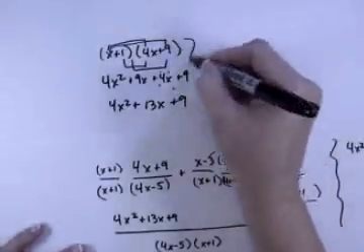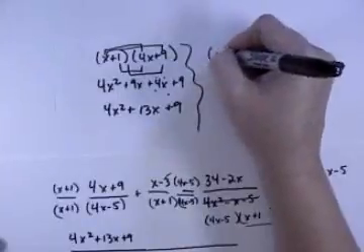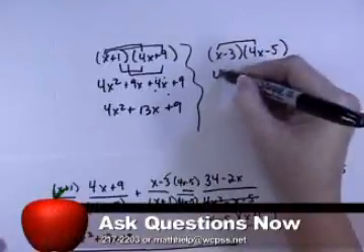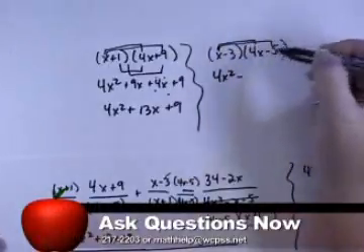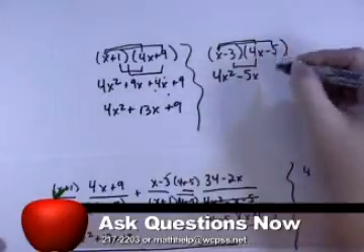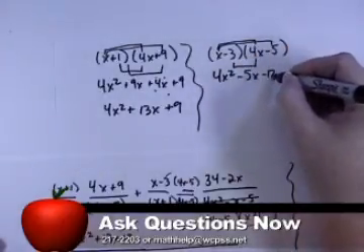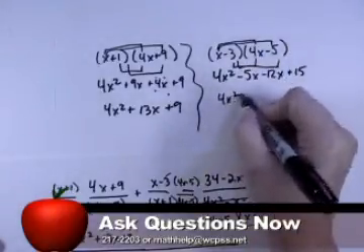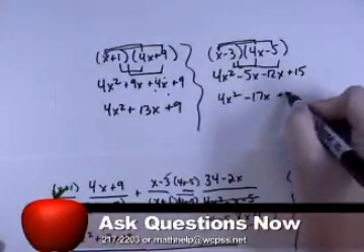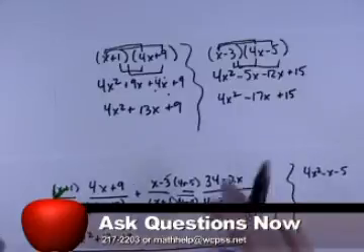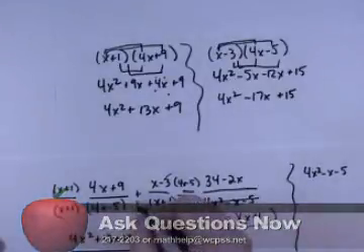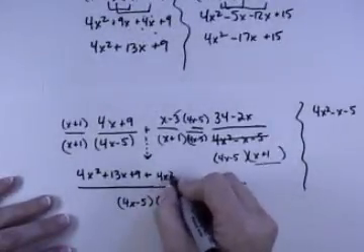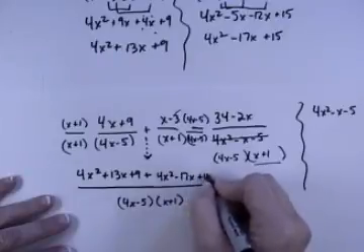Next thing, I need to distribute this second term. So x minus 3 times 4x minus 5: 4x squared, x times negative 5 would be negative 5x, negative 3 times 4x would be negative 12x, and negative 3 times negative 5 is positive 15. Combine like terms again. That's our new numerator for this term. So plus, here's your plus. Pull this over: 4x squared minus 17x plus 15.